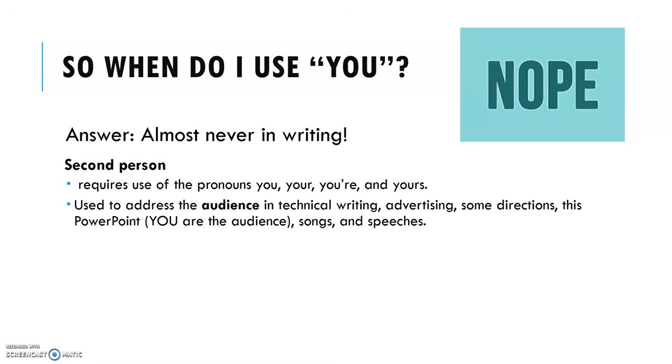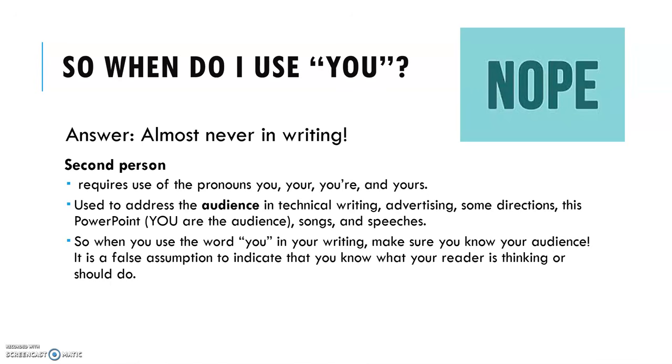When you're giving a speech, you know who you're talking to, you see your audience, you're pulling them in specifically. But when you use you in writing, you have to make sure you know your audience. It's a false assumption to indicate that you know what your reader is thinking or should do, because your audience is typically a general audience in academic writing. And it's not necessarily your professor either, even though that might be the person who reads and grades it.